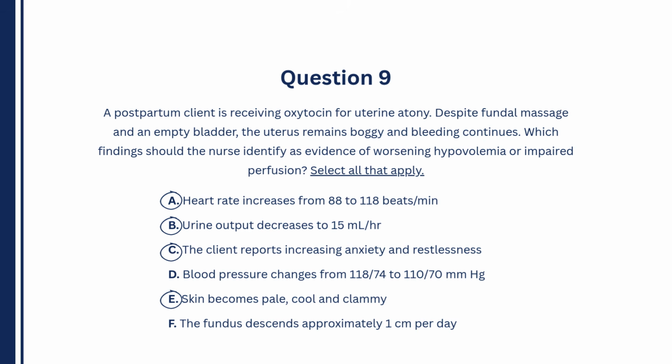Choice D is incorrect because a small blood pressure decrease may not independently demonstrate shock. Blood pressure can remain relatively preserved during early compensated blood loss. And choice F is also incorrect because gradual fundal descent is an expected postpartum finding and does not indicate acute hypovolemia.